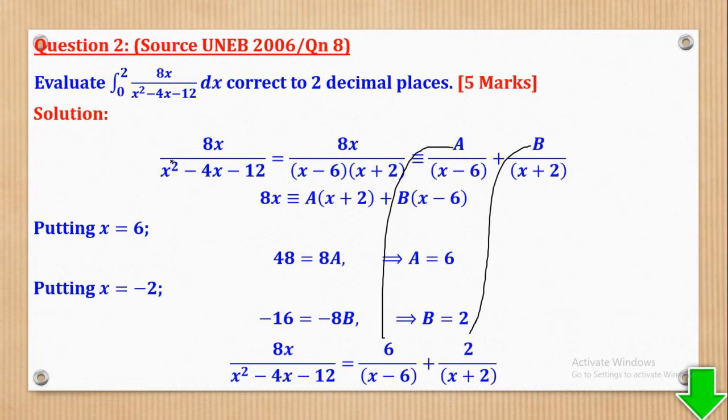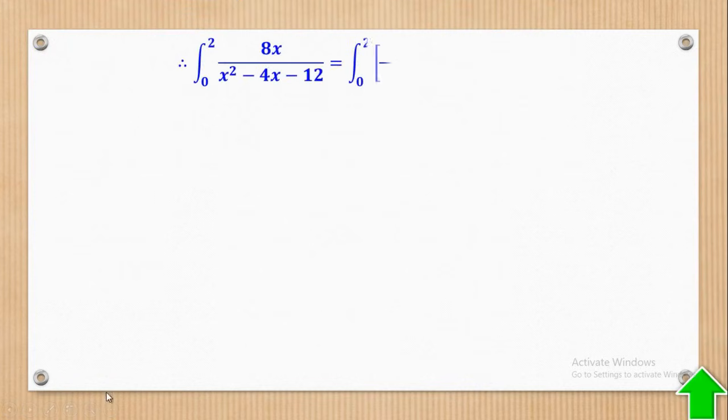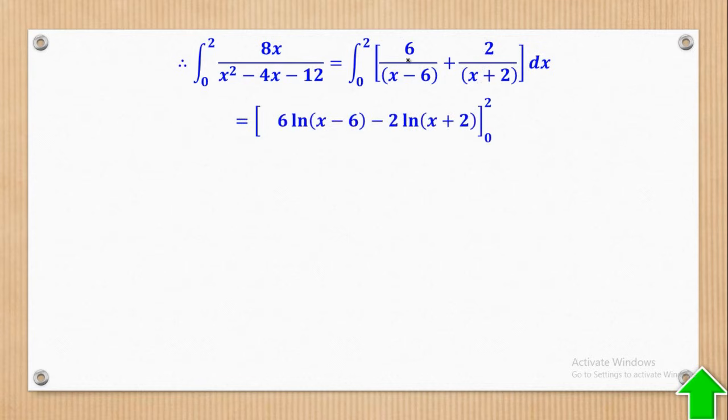I've got the partial fraction, but I've not yet integrated, so now let's integrate. Integrating this is the same as integrating this, because we have seen they are the same. Therefore, we shall integrate. So integrating this gives you 6 ln x minus 6, and integrating this gives you 2 ln x plus 2. Like I told you, this method is under the topic of further integration. So next we substitute, beginning with the upper limit, then followed by the lower.